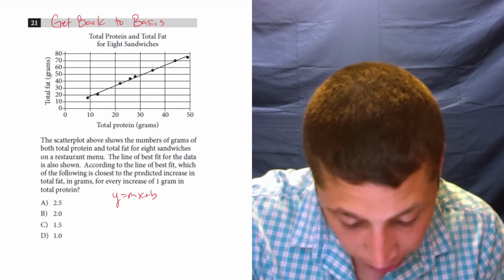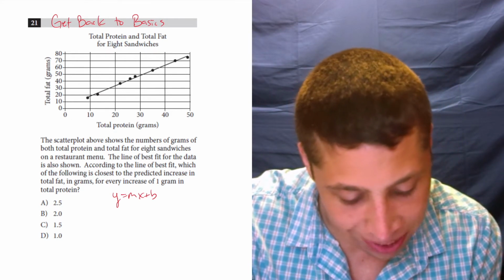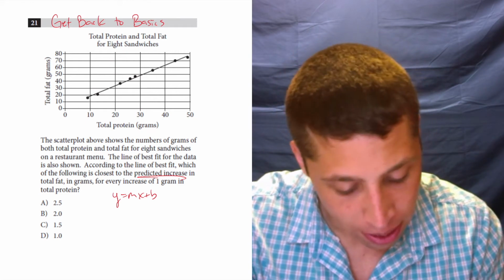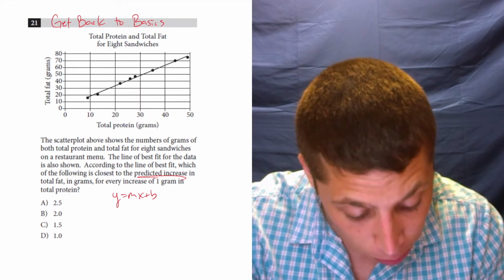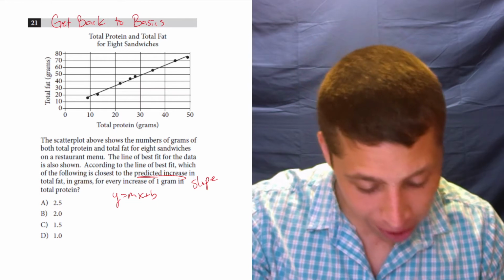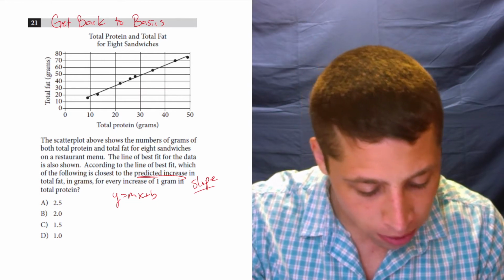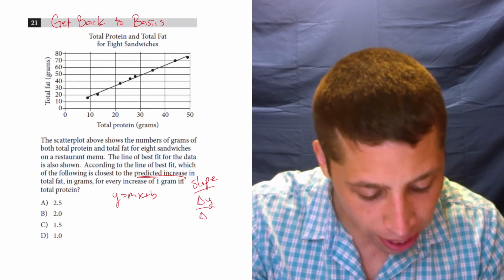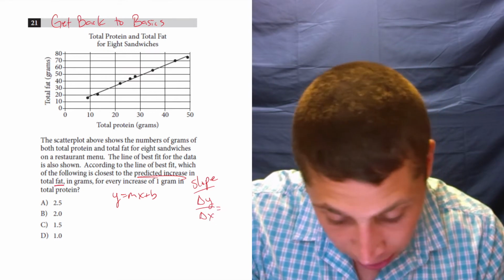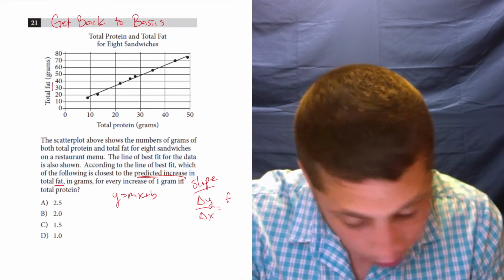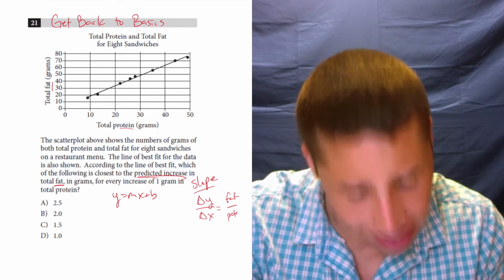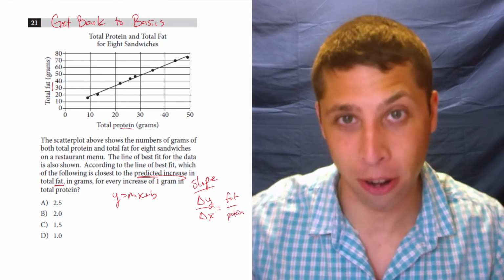We read the story: line of best fit. According to the line of best fit, which defines close to the predicted increase in total fat in grams for every increase of 1 gram in total protein. So increase is code for slope. And we might want to check that the slope is being phrased in a logical way, right? We know that slope is going to be the change in y over the change in x. So in this case, they're saying the increase in fat, which is in fact y, for every 1 gram of protein, which is x. So that makes sense. It's not defying our expectations, flipping that upside down at all. It makes sense.